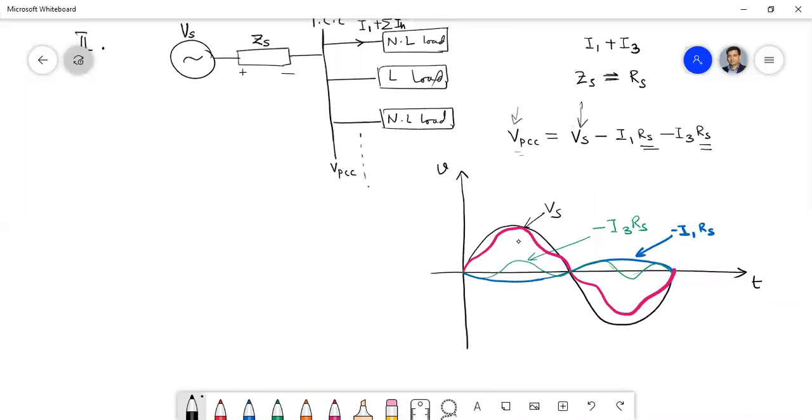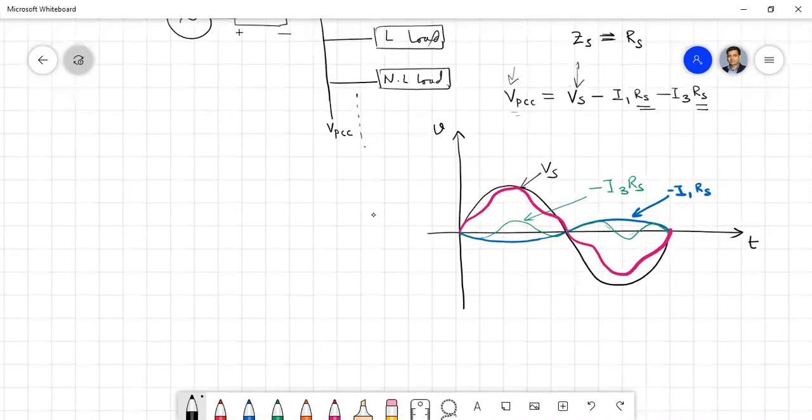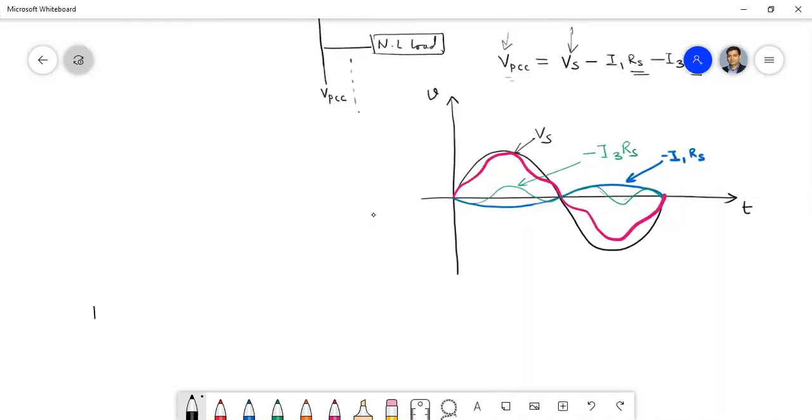Again, there is a limitation which is mentioned in these two standards, that what should be the maximum value of distortion in that VPCC. Okay. So have you understood the point number 2? Now, what was the point number 3? Yes, sir. Can you recall the point number 3?